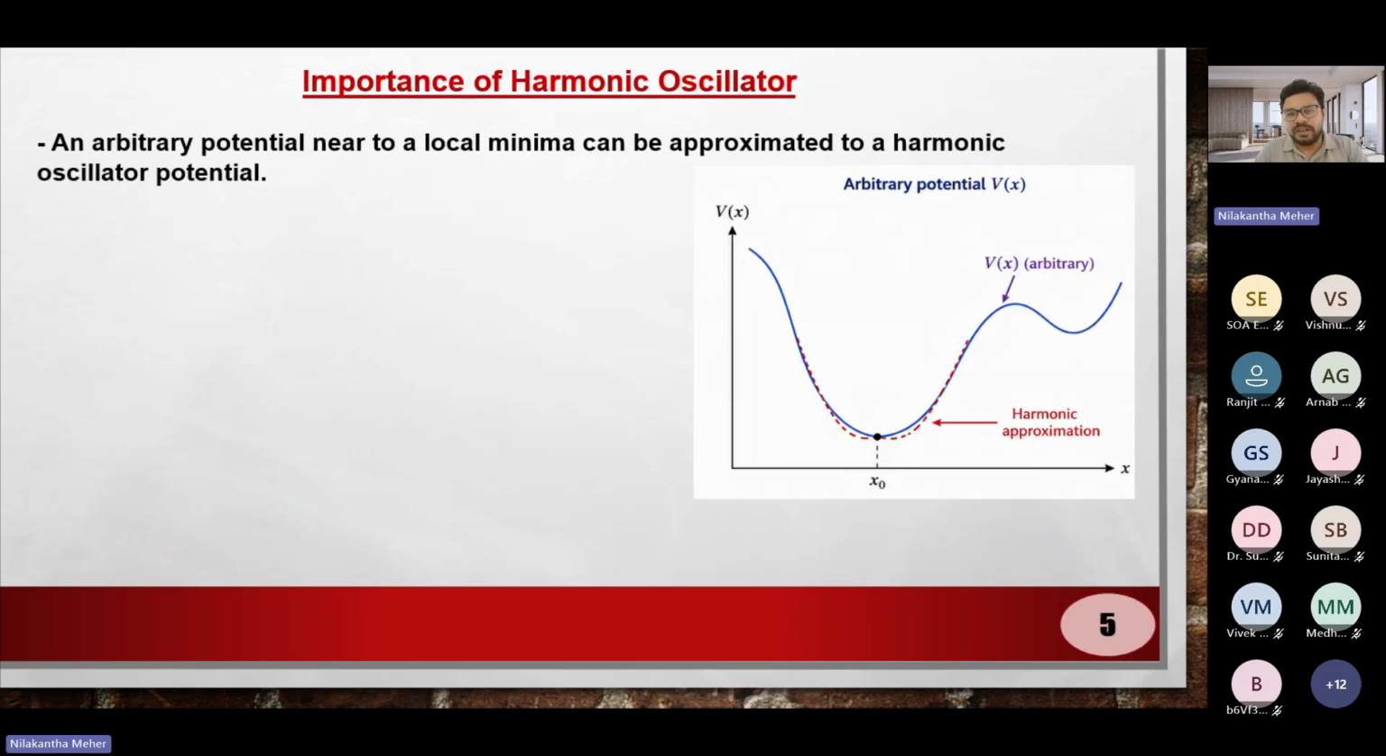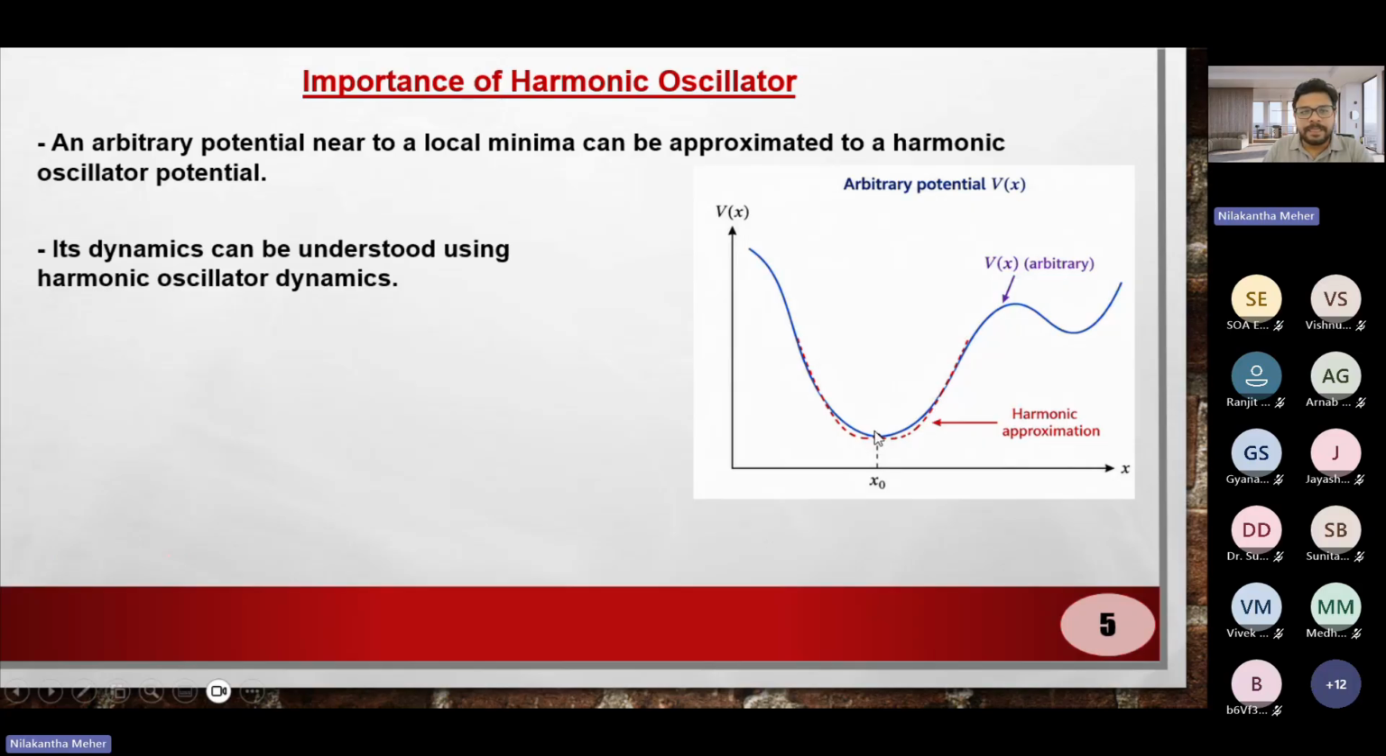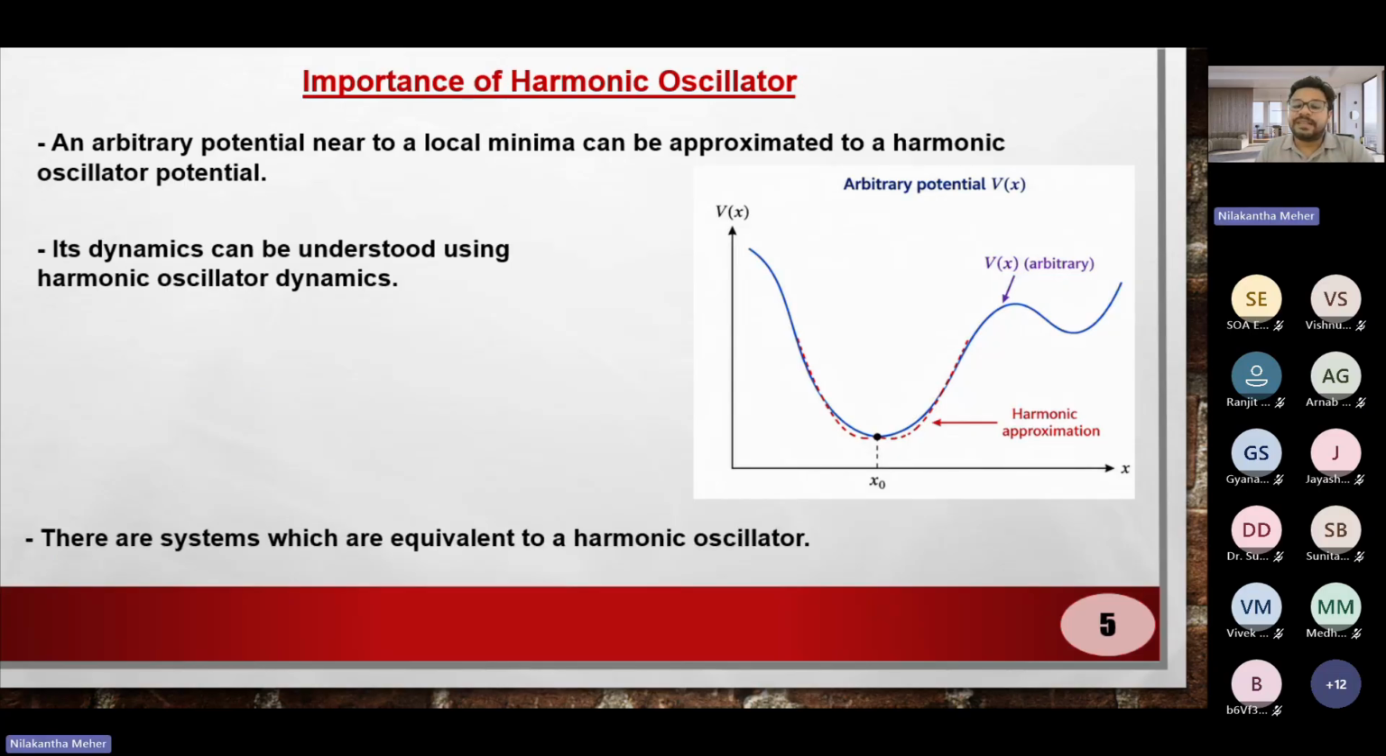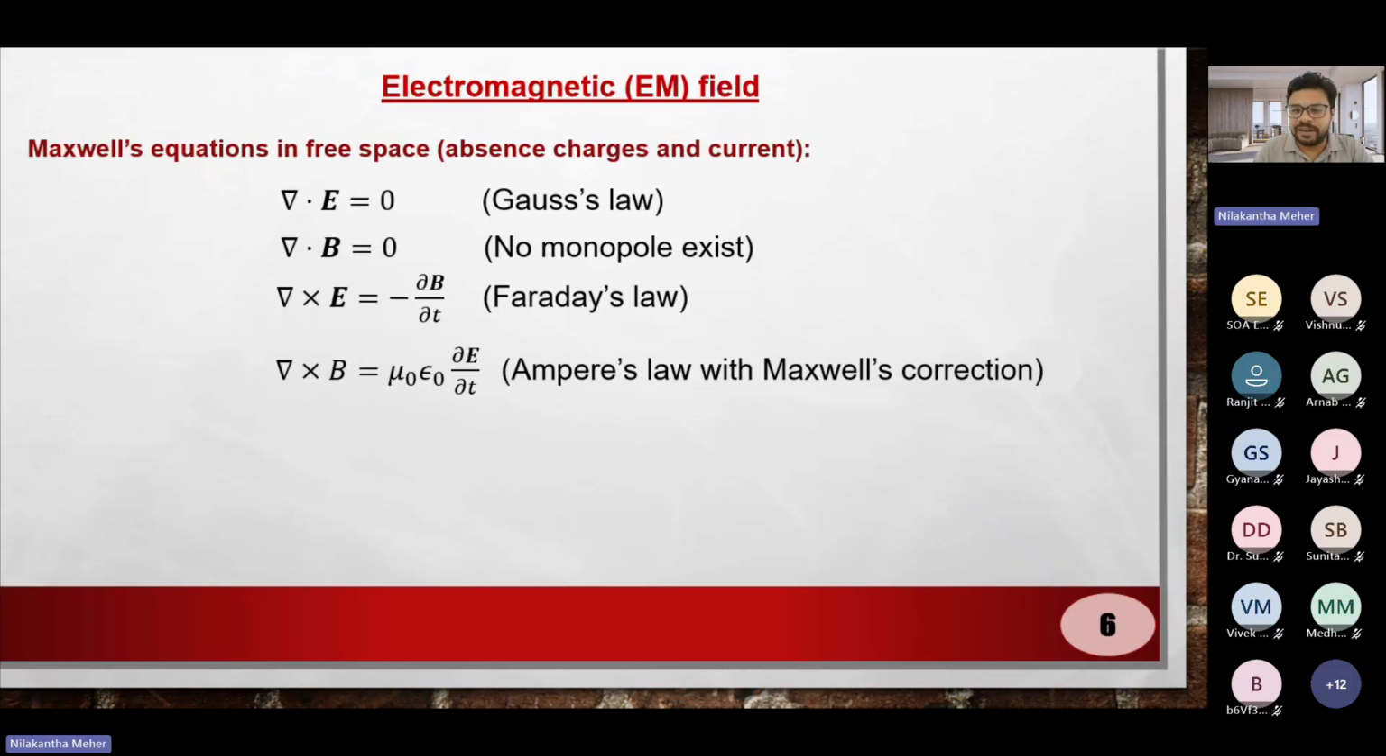And what is the importance of this oscillator? We know that any arbitrary potential near a local minimum, this point x naught, we can approximate to a harmonic oscillator potential, that is, a parabolic form. Its dynamics can be understood in terms of harmonic oscillator dynamics. And there are systems which are equivalent to a harmonic oscillator. One such system I'm going to talk about here is the electromagnetic field, and I will show you how this electromagnetic field is equivalent to a harmonic oscillator.